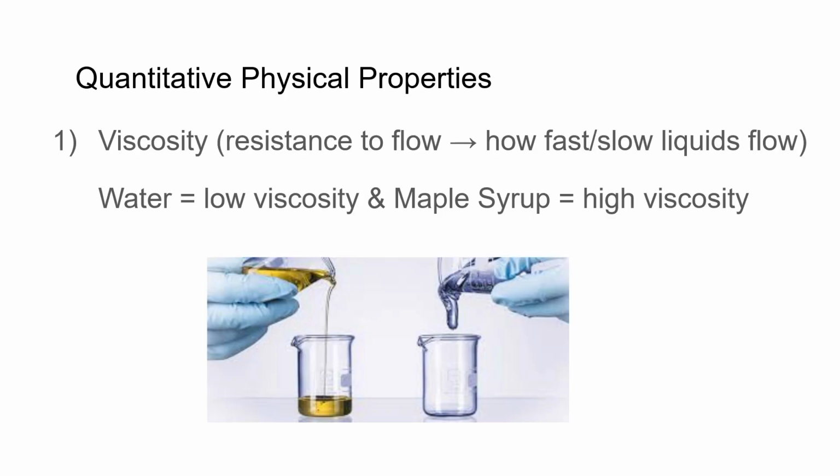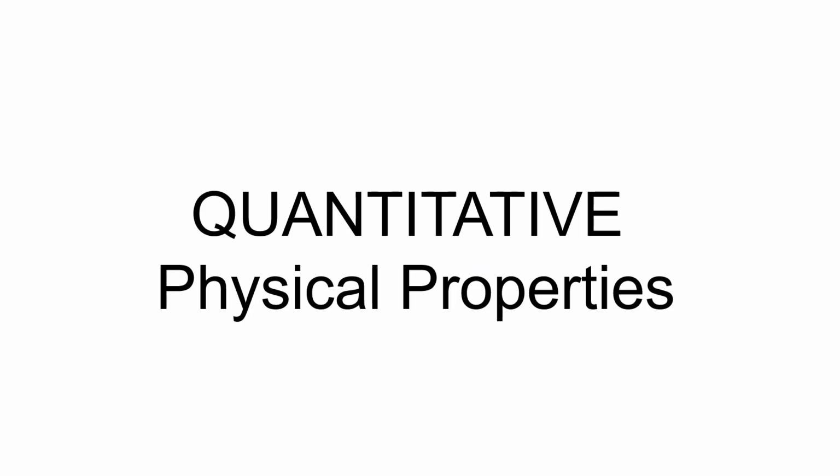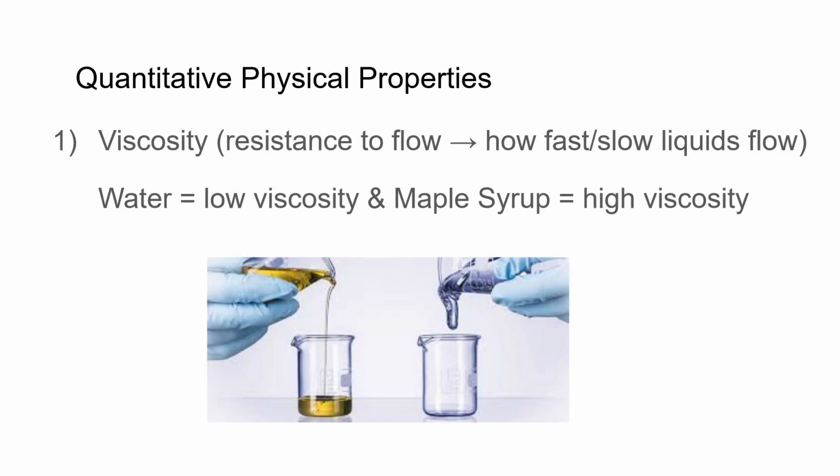Now, let's move on to quantitative physical properties. We have viscosity. I find a really easy way to distinguish qualitative from quantitative physical properties is their association with numbers. If you take a look at viscosity, think to yourself, is there a way to measure the viscosity of said material? Water, for example, is very low viscosity. Maple syrup is very high. Take a look at the picture. The one on the right is flowing really slowly. It's high viscosity, while the liquid on the left is very low viscosity.